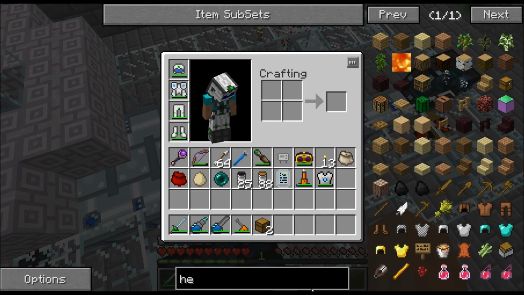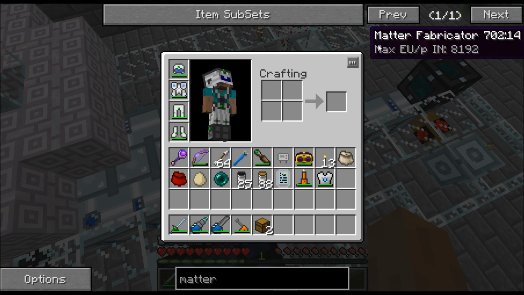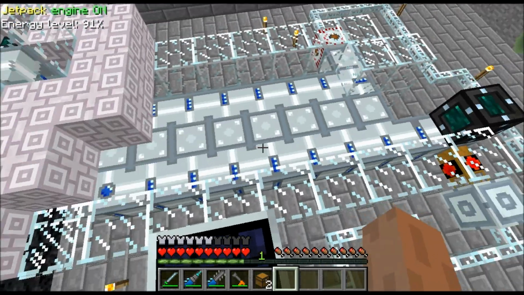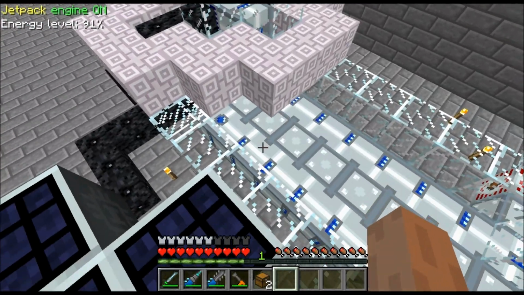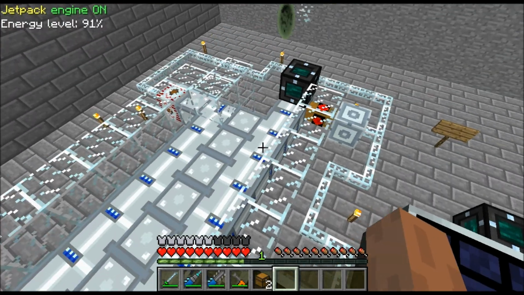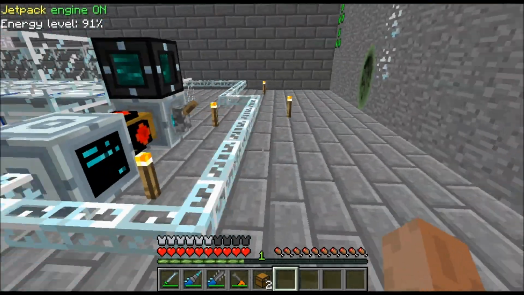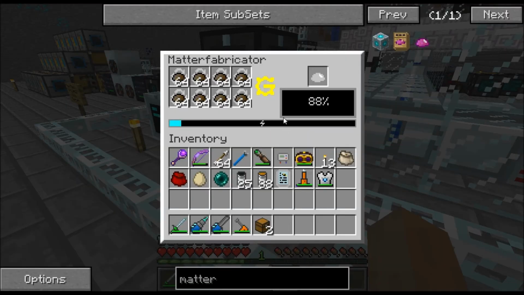When you look at a matter fabricator, yeah, 8,192. That's the maximum amount of EU that it can take per packet. And so I have 8 packets coming in through these supercondensers, and then it's going through the superconductor line into my matter fabricator. And so my matter fabricator just sits here and runs.